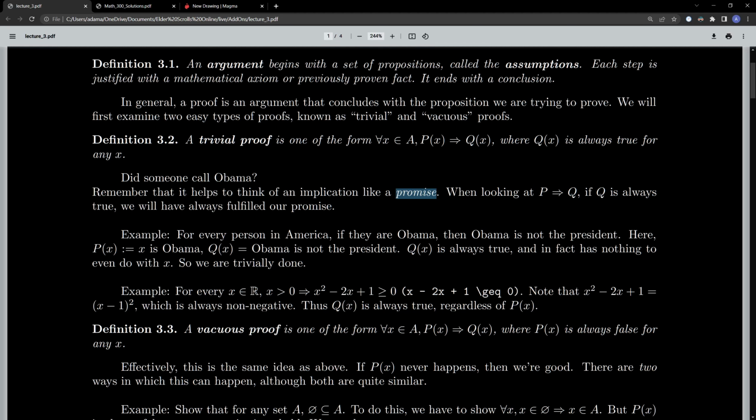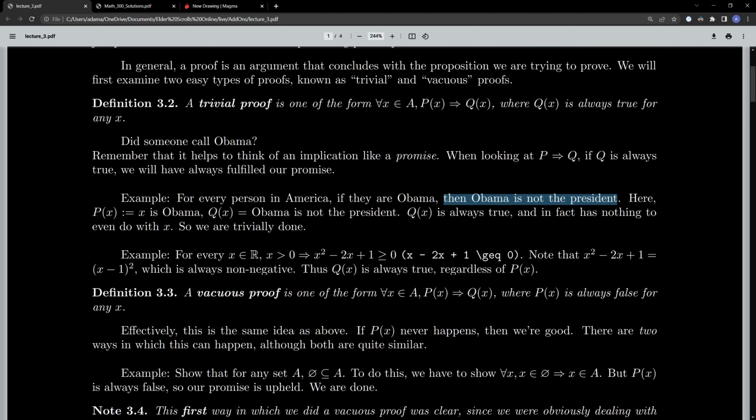Here's an example: for every person in America, so here's our universal quantifier, if they are Obama, then Obama is not the president. This is trivially true because I don't even have to look at this part. I can just look here, and I know this is always true. Obama is just not the president. So this is a trivial proof. I just show that Obama is not the president.